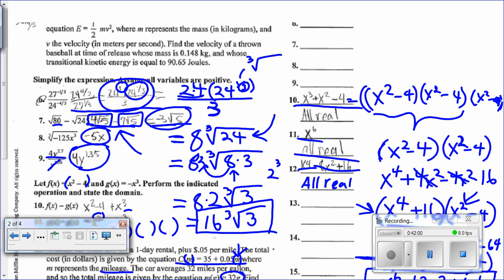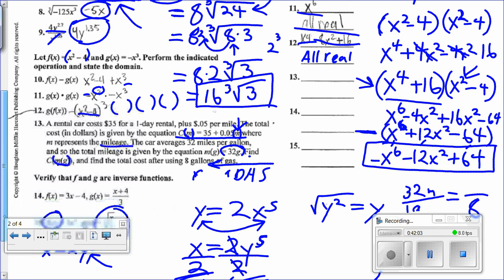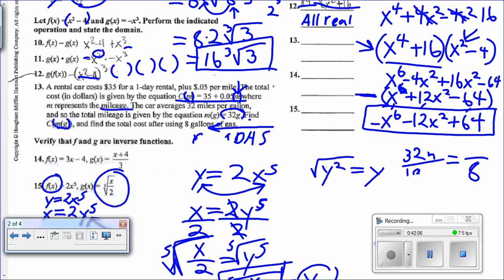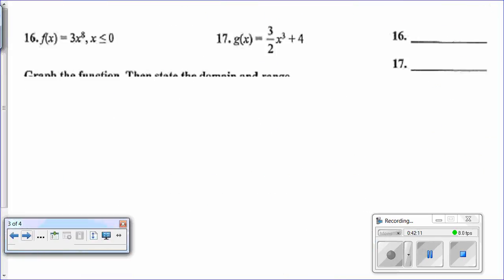Let's see. I guess it's the same instructions. I kind of chop this up into pieces. Verify that they're inverse. Okay, so same thing. 3x to the 8th power. So I'm going to do y equals 3x to the 8th power.